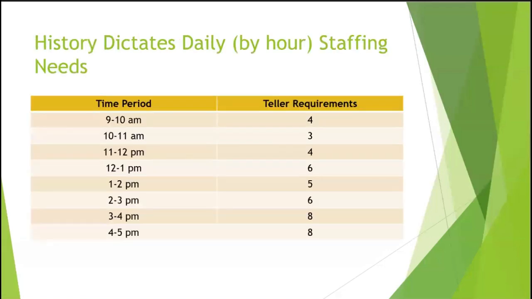Based on historical data, the bank has provided a table which indicates its daily staffing needs based on the hour blocks. And as you can see, the time periods are 1-hour segments. Now, Alex will go over our decision variables, objective function, and constraints.